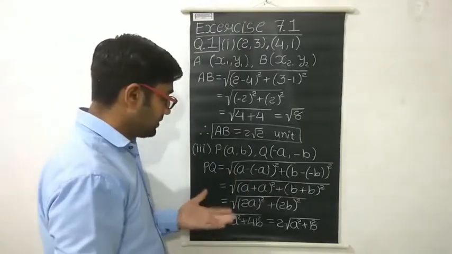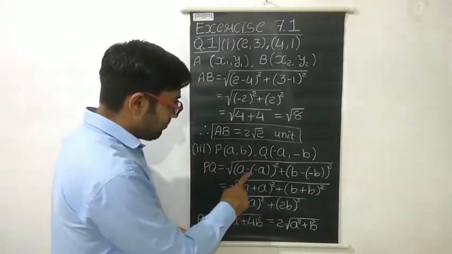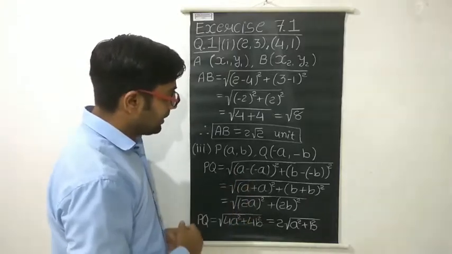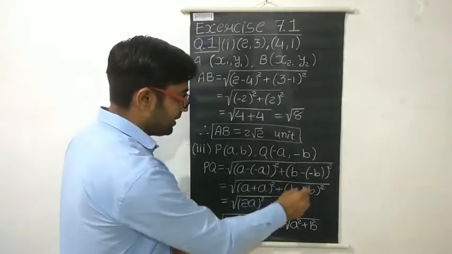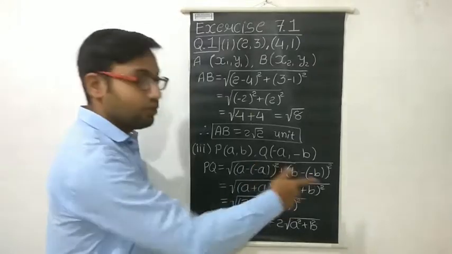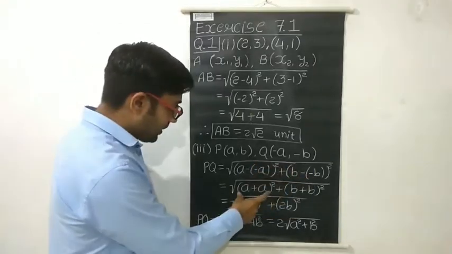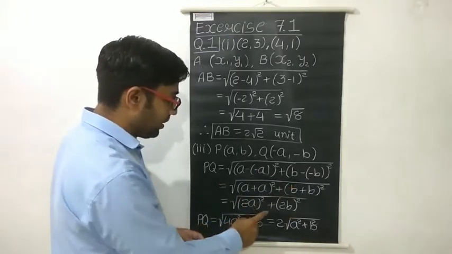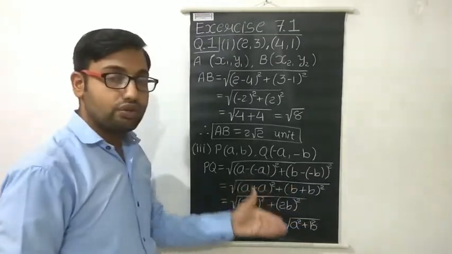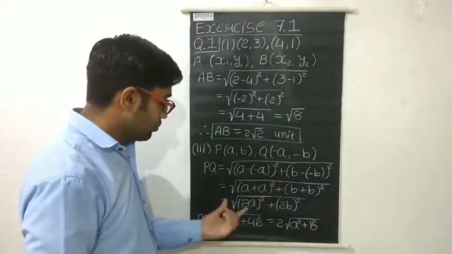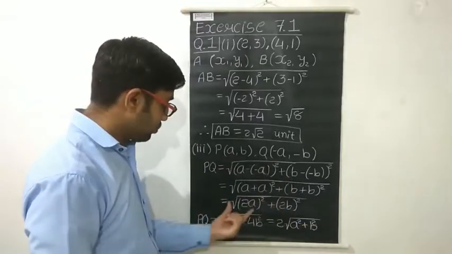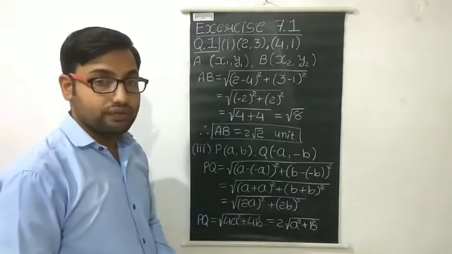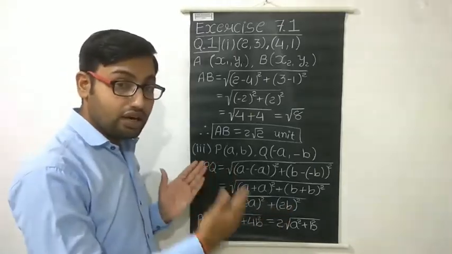Now what will happen if we simplify it? A minus minus will become plus. A plus A whole square. In the same way here, B minus minus is plus. So B plus B whole square. Now A plus A is what? 2A. So in the under root we get 2A square plus B plus B is 2B square. So 2A square plus 2B square. So 2A square is 4A square. 2B square is equal to 4B square. All is in the under root.